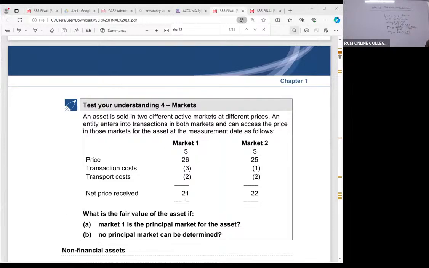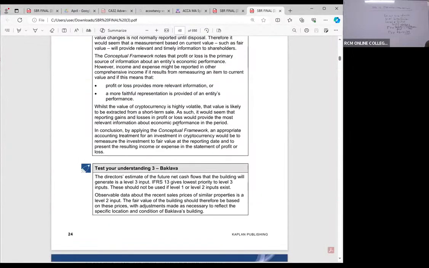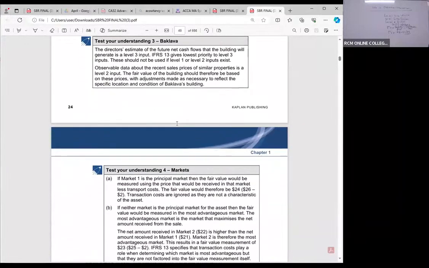Not the net selling price, because here we do not want transaction cost. Please, you have your answers. You should be able to come and check your answers here, even if it's later. It's very important because I would want you to really use this book.